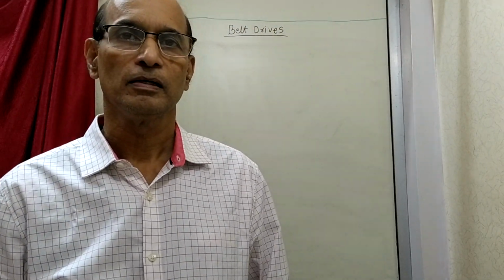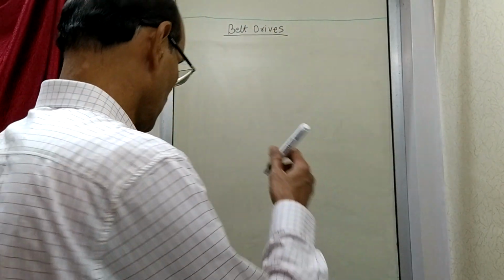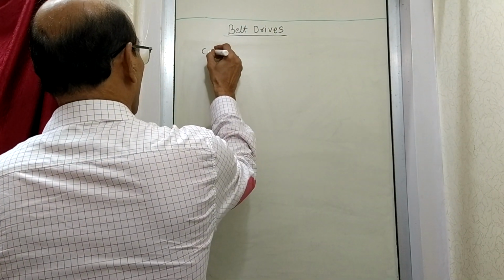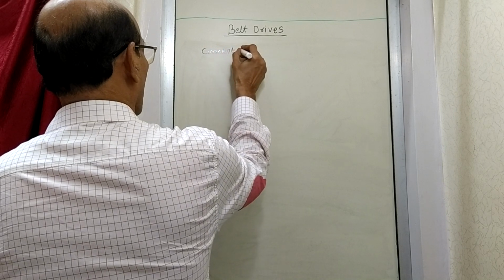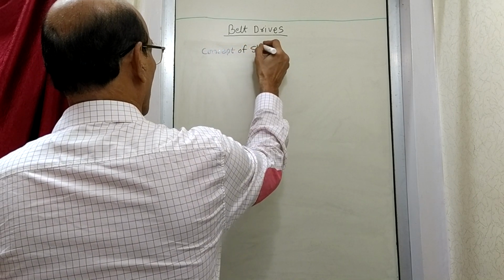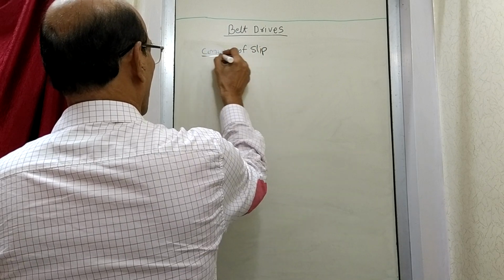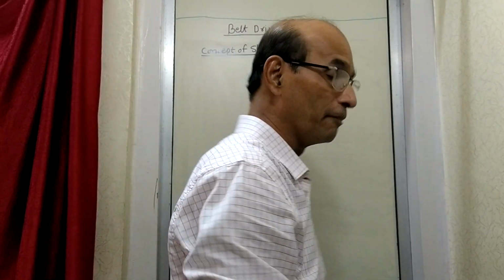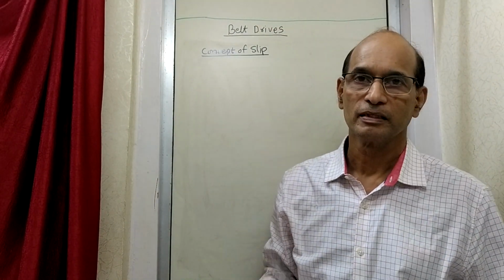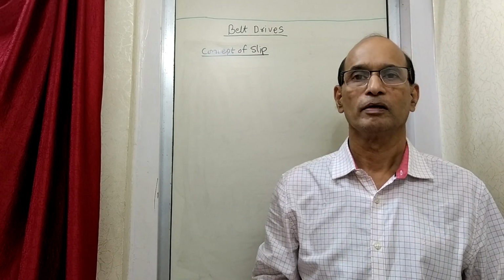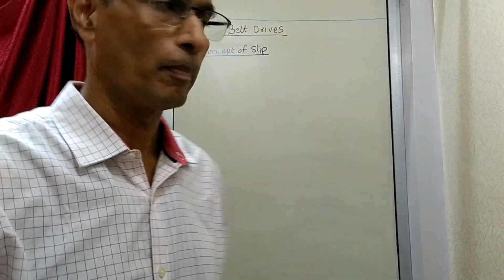Now let us look at the next concept. Concept of slip. There is something called a slip that exists in the case of a belt drive. Now let us see what this slip is all about.